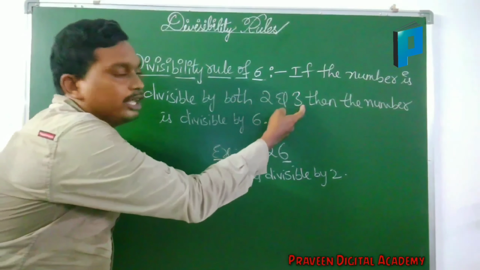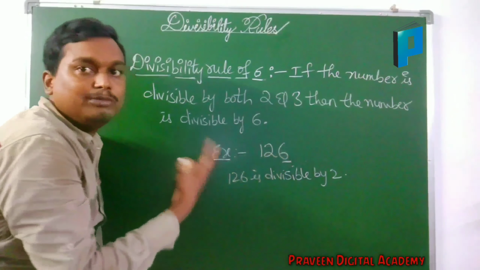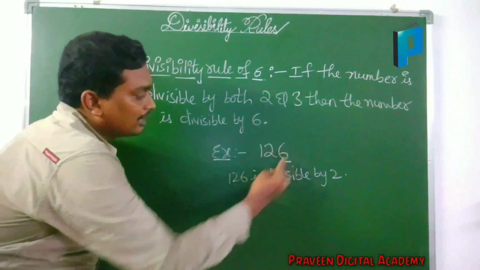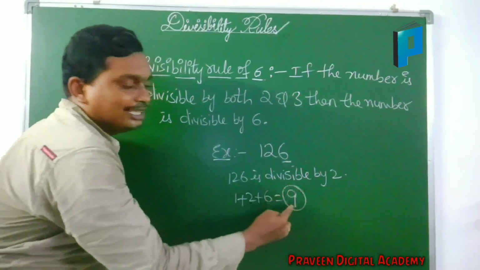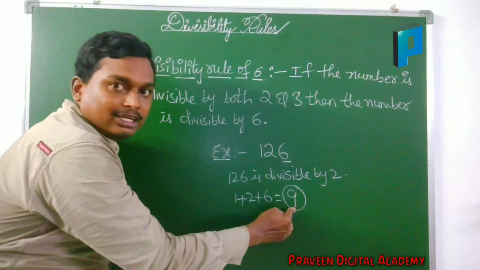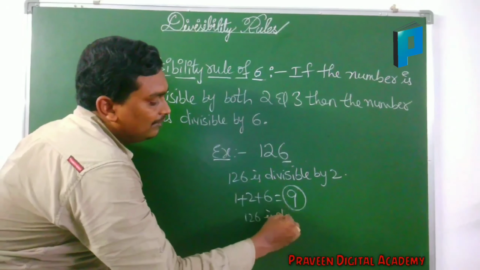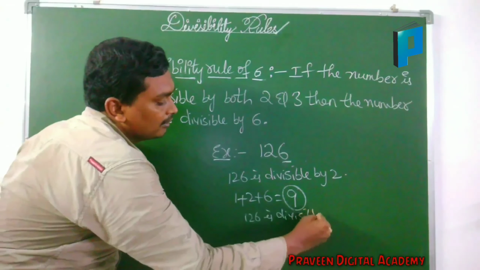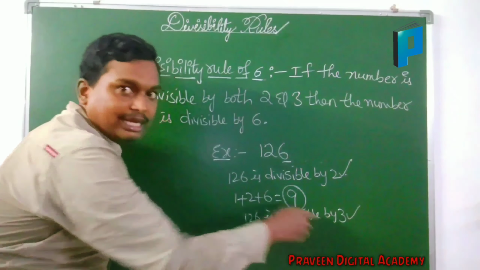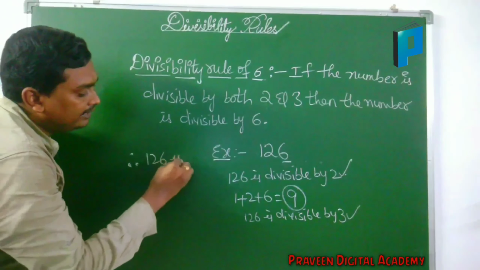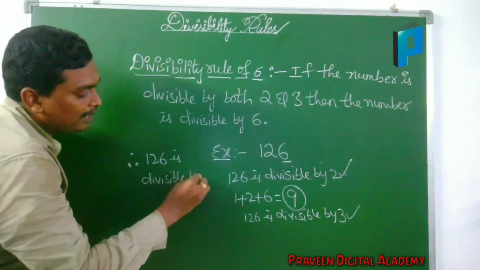Now what is the divisibility rule of 3? Sum of all digits should be divisible by 3. Here what is the sum of all digits? 1 plus 2 plus 6 is equal to 9. This 9 is divisible by 3. So you can say 126 is divisible by 3. If the number is divisible by both 2 and 3, then we can say that 126 is divisible by 6.